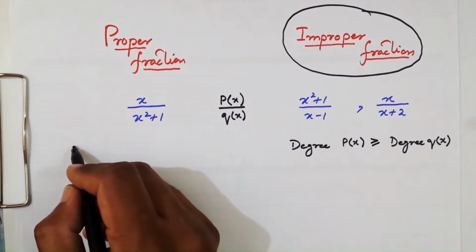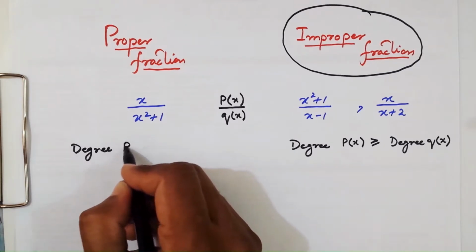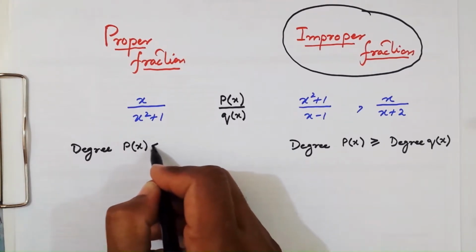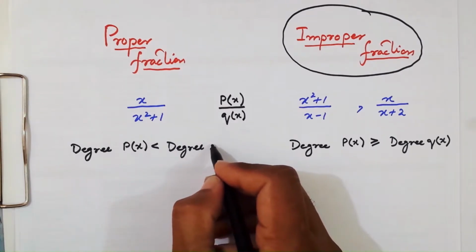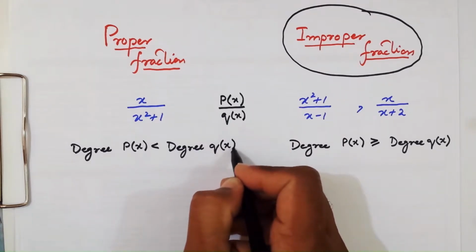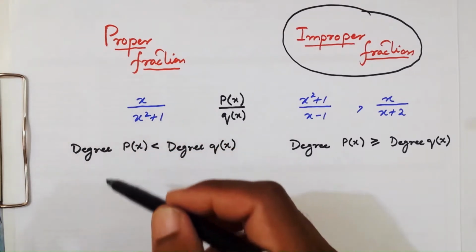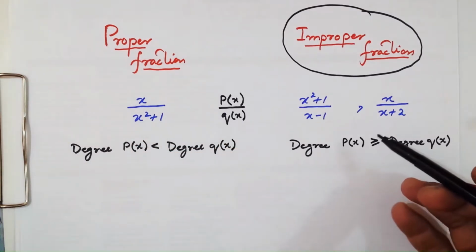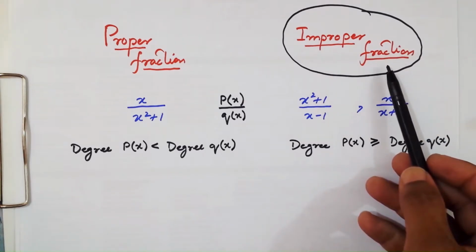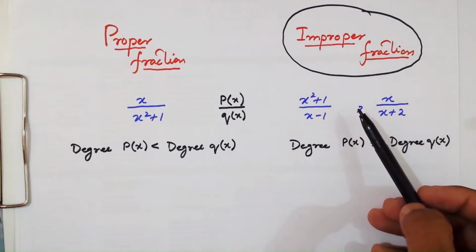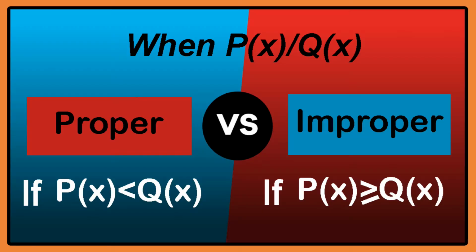But if the degree of the numerator, which is p of x, is less than the degree of the terms of the denominator, then this type of question is related to proper fraction. So we are going to discuss the questions related to fractions, mainly improper fractions, in type 1 integration. In the next type 2 integration, we will discuss proper fractions.